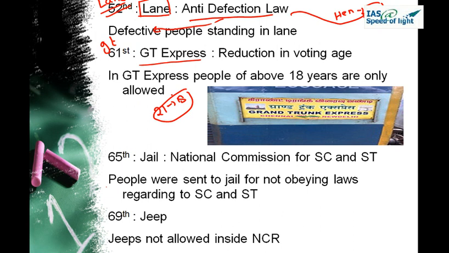Now coming to the 65th Amendment Act. 6 is either G or J and 5 is L. So our picture is jail. Jail. So the National Commission for SC and ST. People were sent to jail for not obeying laws regarding SC and STs. So jail, we are relating it with the National Commission for SC and ST. Coming to the next Amendment Act, which is 69, that is G or J, and 9 is P or B. So our picture for 69 is going to be Jeep.